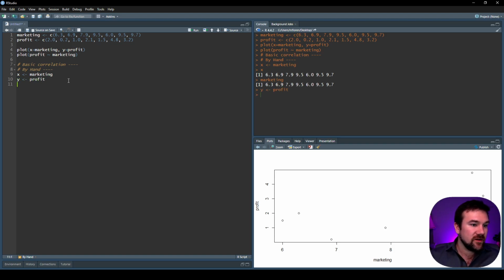Similarly, instead of profit, I'm just going to do Y. And I need my X bar, that is the mean of X, or mean of marketing, and Y bar, that is the mean of profit, to do my future calculation. So I'm going to make sure all of this is run. You can highlight it and hit Control Enter to run it, or you can highlight it and copy and then move it to the right and paste.